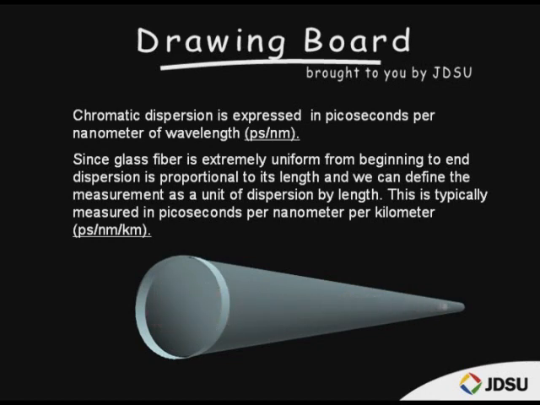Since glass fiber is extremely uniform from beginning to end, dispersion is proportional to its length, and we can define the measurement as a unit of dispersion by length. This is typically measured in picoseconds per nanometer per kilometer.